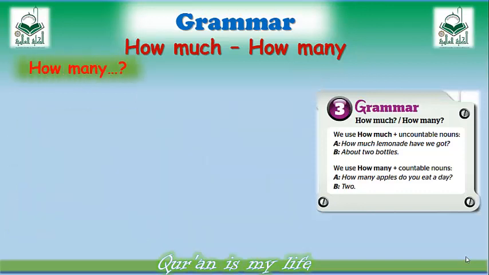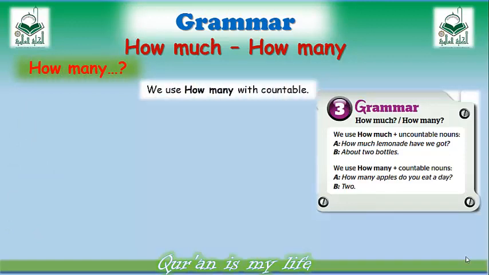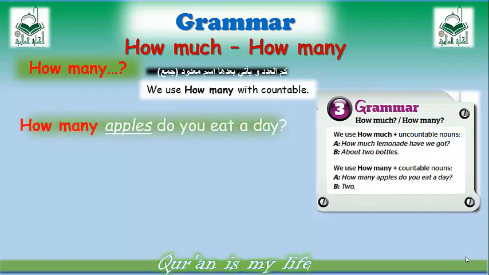On the other hand, the structure how many, we use it with countable nouns, with the plural noun. For example, how many apples do you eat a day? Look, the word apples is a countable noun, and it's plural. So we use how many to ask about the apples. The answer, I eat 1 apple, 2 apples, 3 apples.